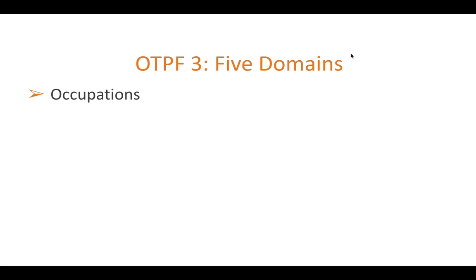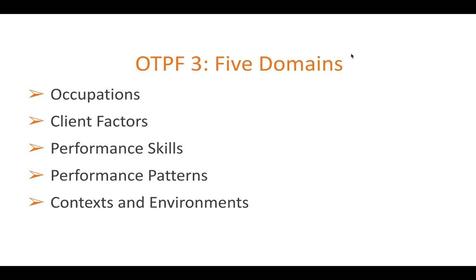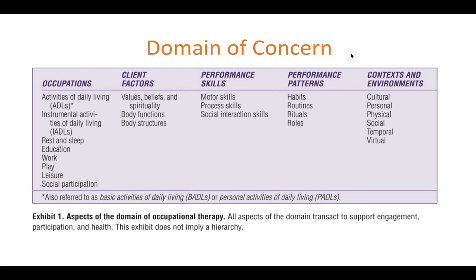So there are 5 domains. There's occupations, client factors, performance skills, performance patterns, and context and environment. When you look here, this is actually taken out of the OTPF 3, and I'm going to show you that in just a minute. But it breaks down each of these domains into subdomains. So in the area of occupation, you'll see that we have activities of daily living, which we call ADLs, instrumental activities of daily living, which we call IADLs, rest and sleep, education, work, play, leisure, and social participation.